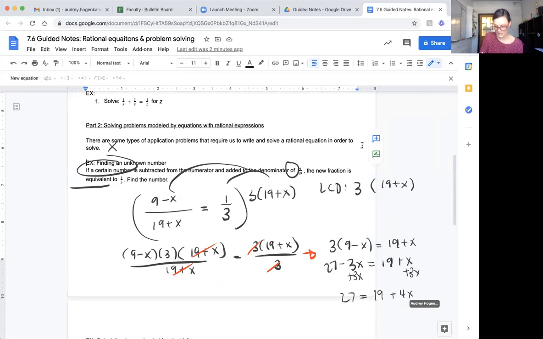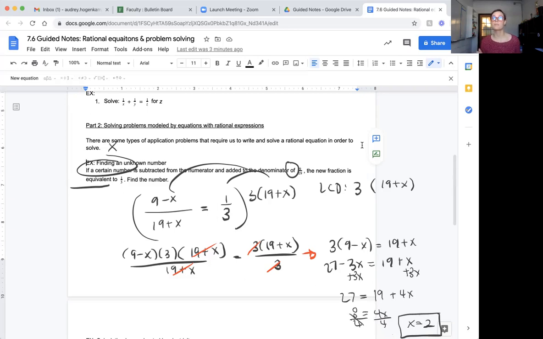I'm going to subtract 19. 27 minus 19, I should know off the top of my head, but 27 minus 19 is equal to 8. So 8 is equal to 4x, divide by 4, and I get x is equal to 2. And then when I plug that back in, it does not make any denominator 0, so my unknown number is in fact 2.